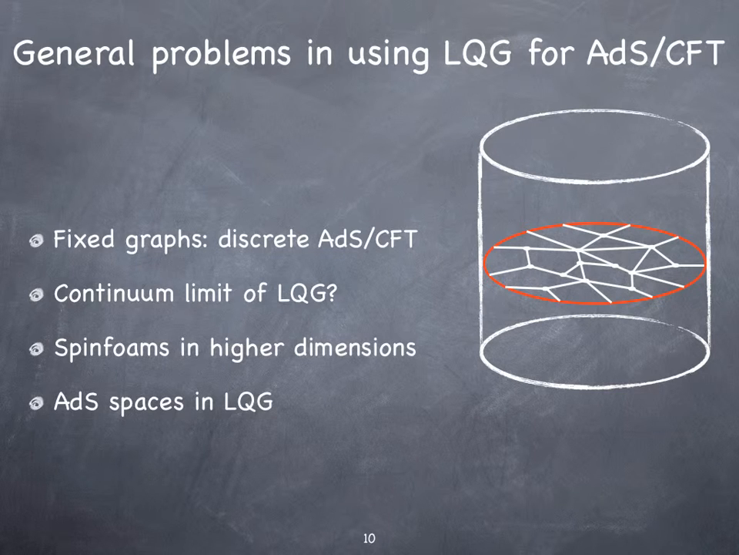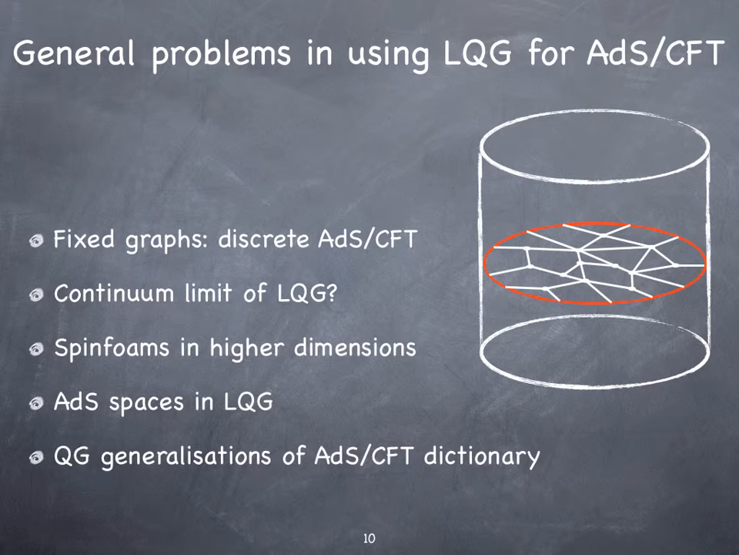Also, we would need to treat AdS spaces properly in loop quantum gravity. There is some work on that, essentially by performing some conformal rescaling so that you can really use some finite state, as depicted on the right here, to define an AdS space. However, there's still more work needed to understand the details there.